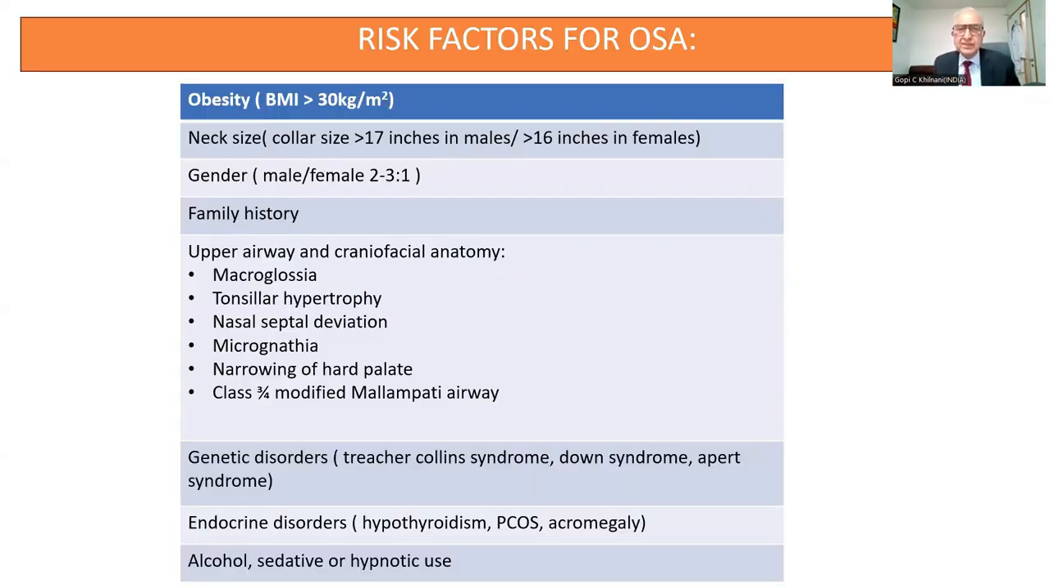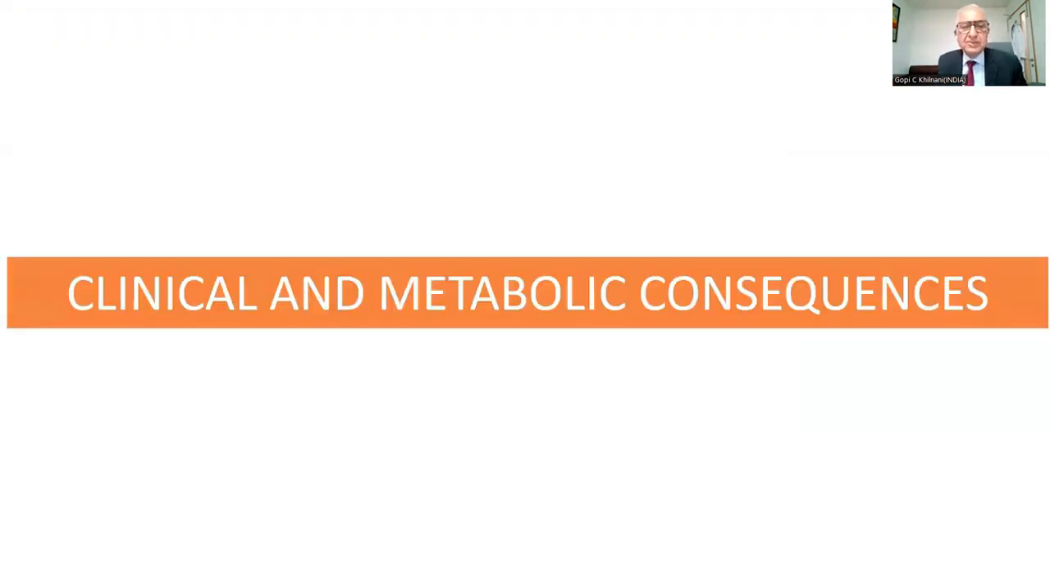So what are the risk factors? The main risk factor is, of course, a BMI of more than 30. Neck size, a collar size of 17 inches in males and 16 inches in females. As I said, it is relatively more common in males. Besides that, macroglossia, tonsillar hypertrophy, nasal septal deviation, micrognathia, narrowing of the hard palate, and class 3 or 4 modified Mallampati score, which I will be showing. And there are some genetic disorders, endocrine disorders like hypothyroidism, and alcohol, sedative, and hypnotic use. The majority of risk factors are modifiable.